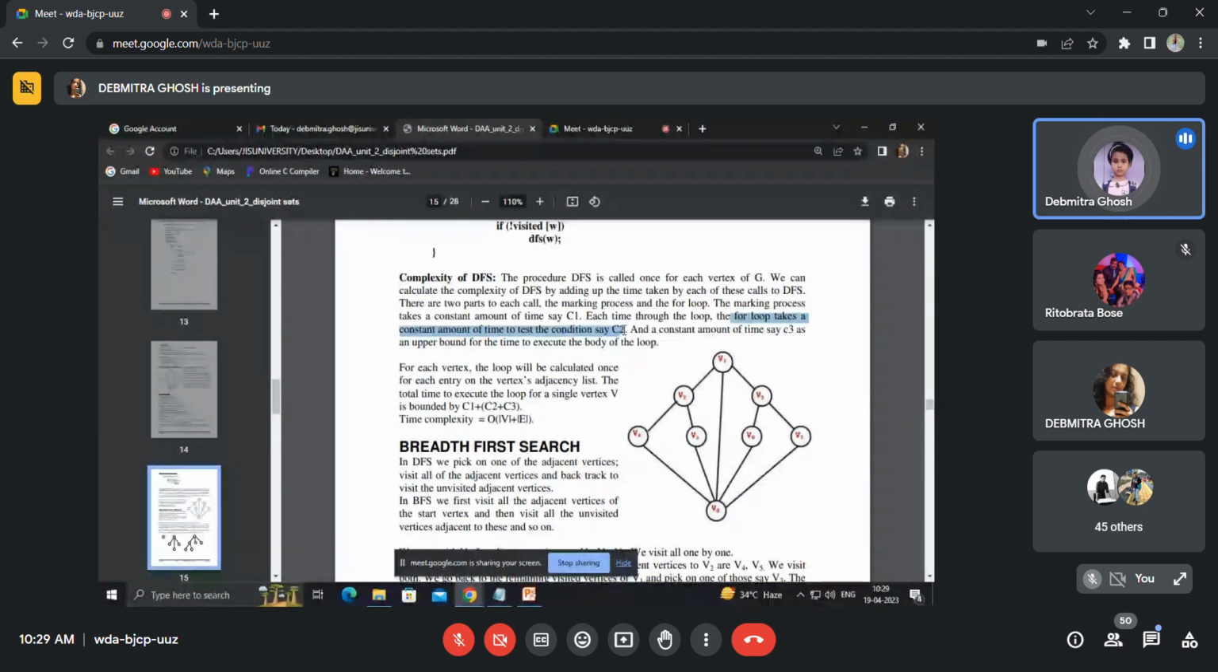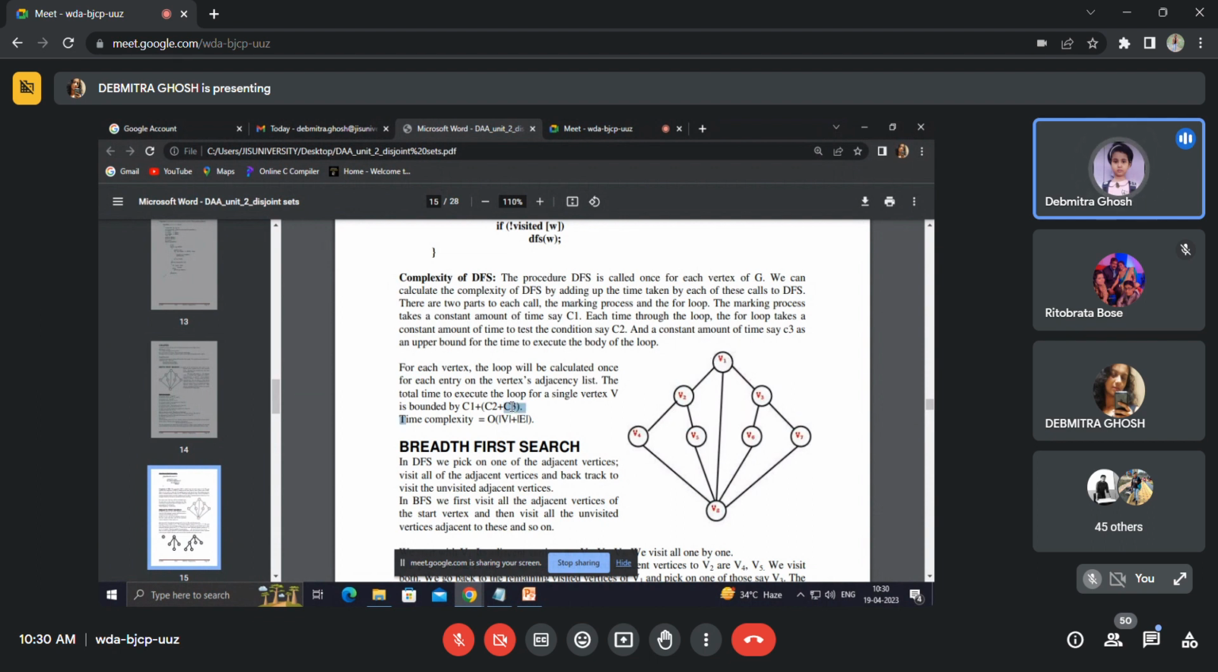So finally, what is the total time of execution of the loop? It is C1 plus C2 plus C3. Here big O, we are considering V as the vertex and E as the edge. V is the vertex which is constant, and edge is the number of times from a particular vertex how many edges are there. That is a variable thing, but the constant is the amount of time taken to execute a particular vertex.